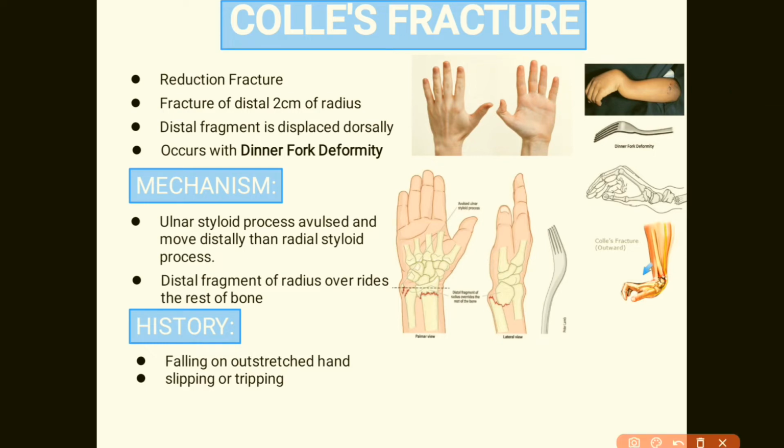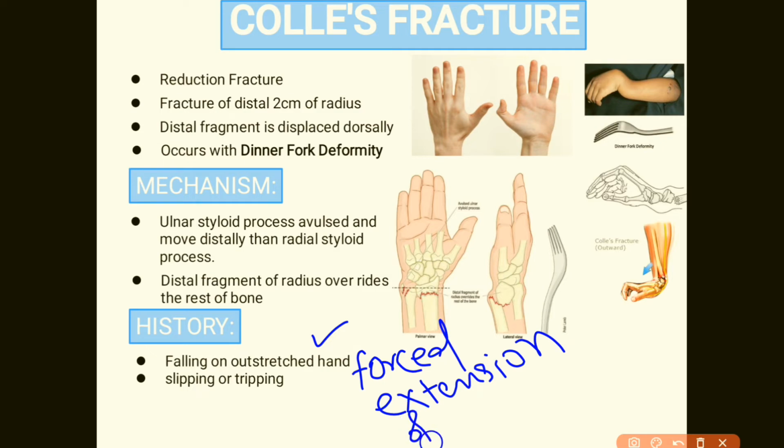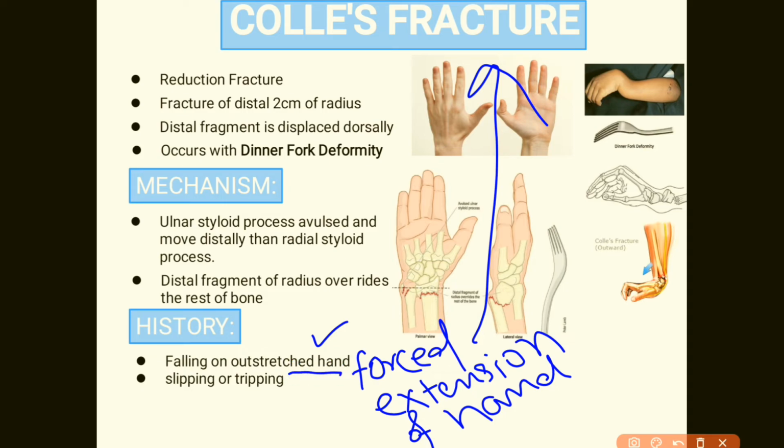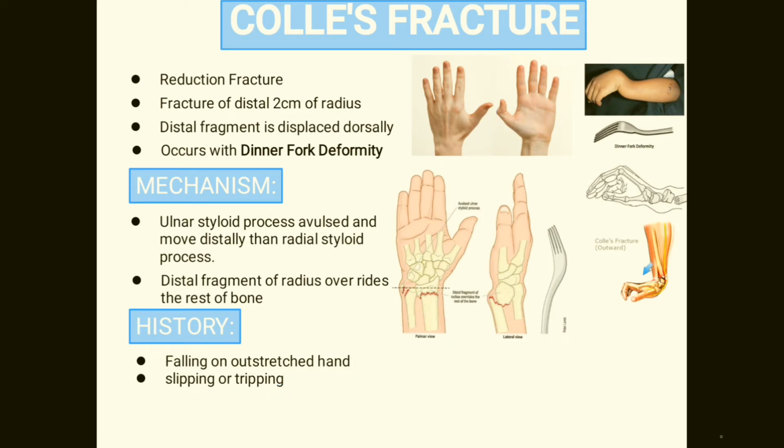Okay, so we have different histories when a patient presents in the emergency. First one is falling on an outstretched hand. We can say forced extension of the hand can cause Colles fracture. Forced extension of hand or falling on an outstretched hand can lead to Colles fracture. Slipping and tripping are other histories of Colles fracture. So it is basically an outward fracture of the distal end of radius.